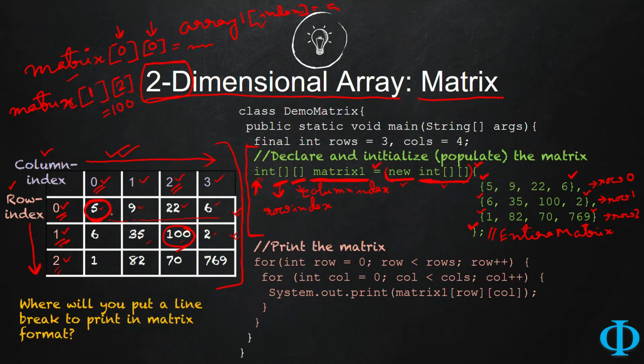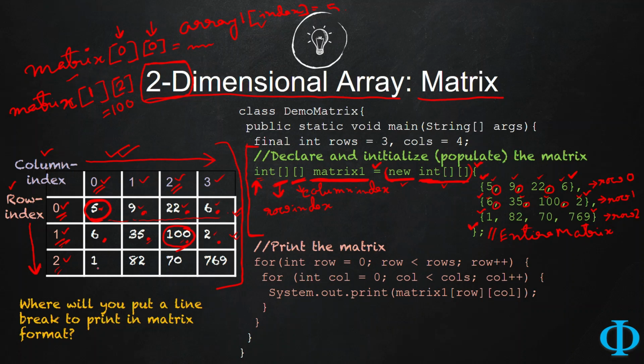Just see, in the first row, or let's say row 0, I want to put 5, 9, 22 and 6, as you can see in the table. So let us write 5, 9, 22 and 6, and all these elements should be separated by a comma, just like a single dimensional array. Then in the second row, or let's call it row 1, starting the count from 0, in row 1 we have 6, 35, 100 and 2. So let's write down 6, 35, 100 and 2. Everything is separated by a comma.